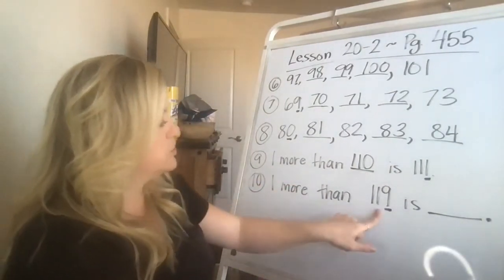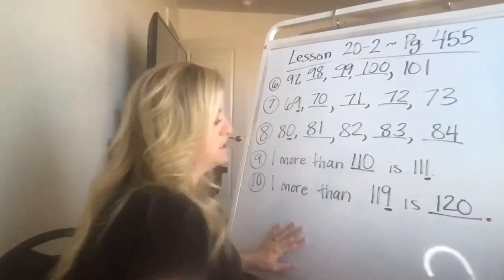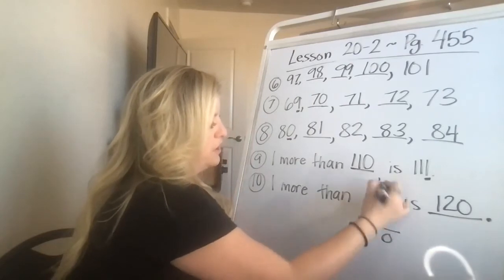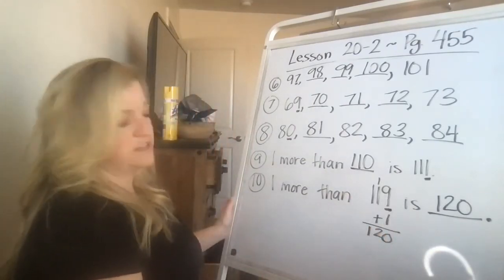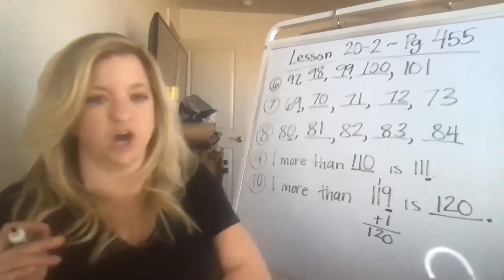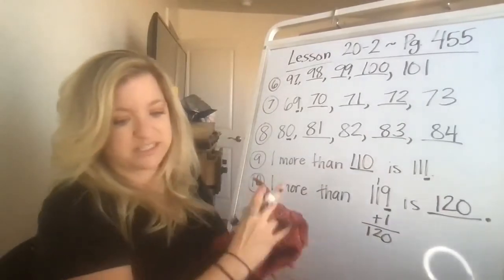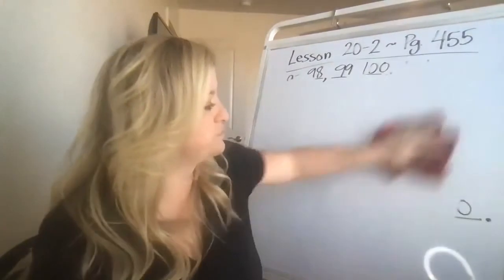1 more than 119 is 120. So remember, I'm adding 1 here. It becomes 120. See how I did that? Okay, awesome. Now you're on the green pages. You made it. And it says, look at the example, then solve problems 1 through 4.